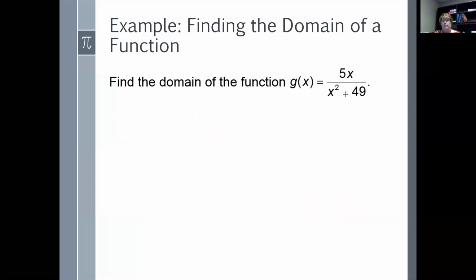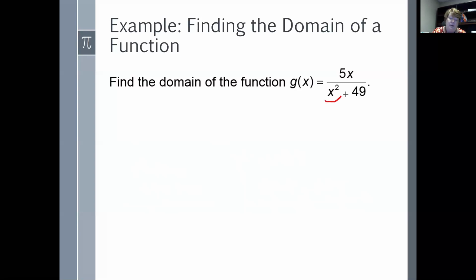How about this example? What did I do here? The only thing I did here from the previous example is I changed this to x squared plus 49. All right, now are there values that I could plug in for x and get 0 for the denominator? And the answer is no, there isn't. Because any real number that I square, and that's the first part of this denominator, x squared, any real number I square is going to be positive.